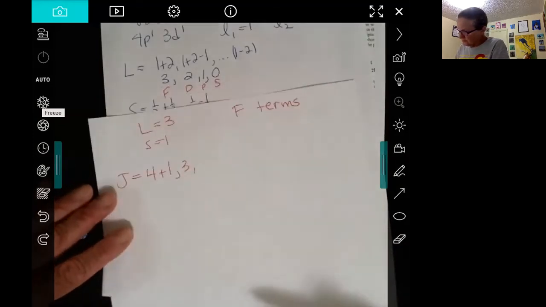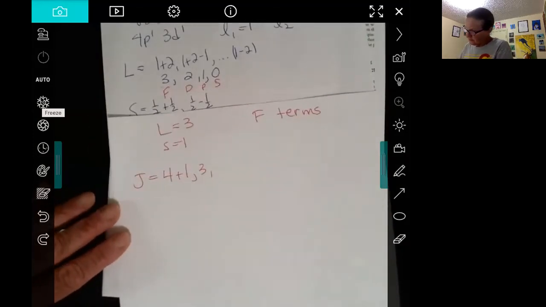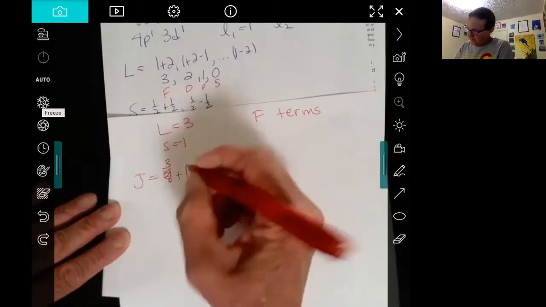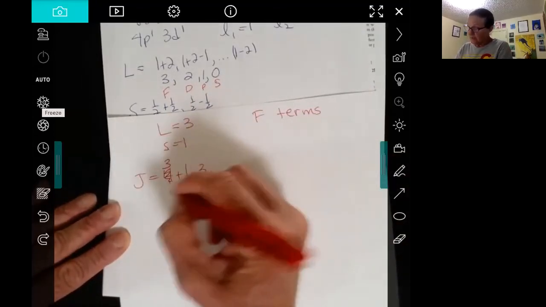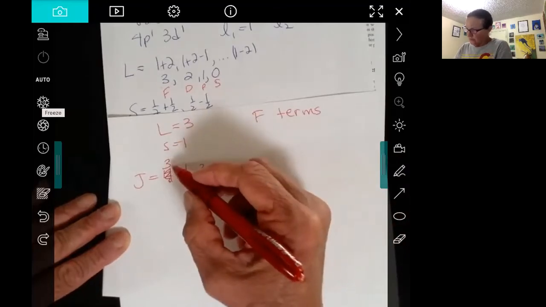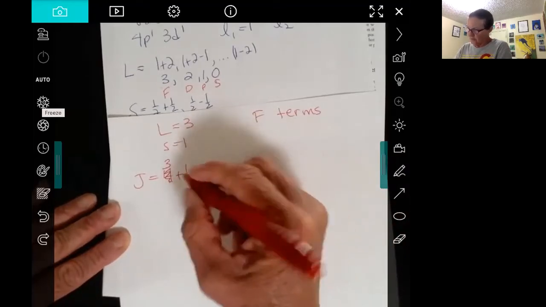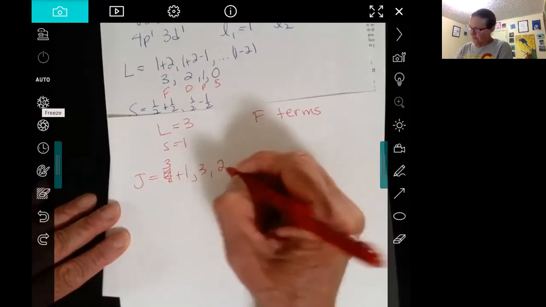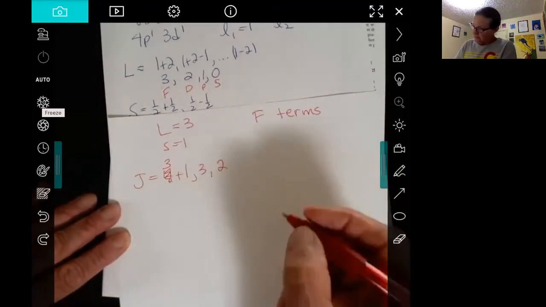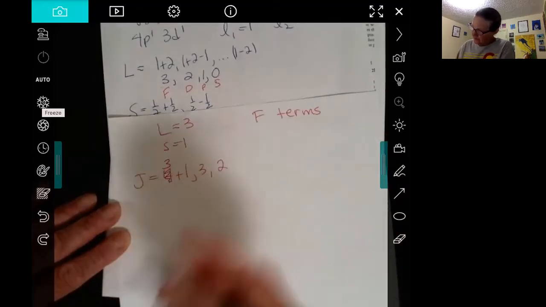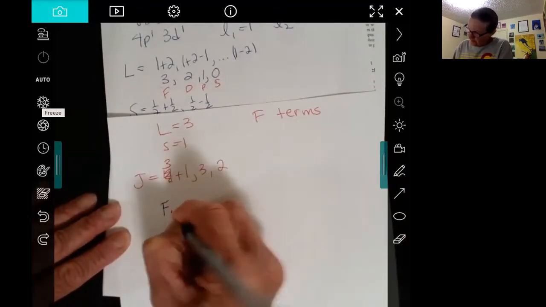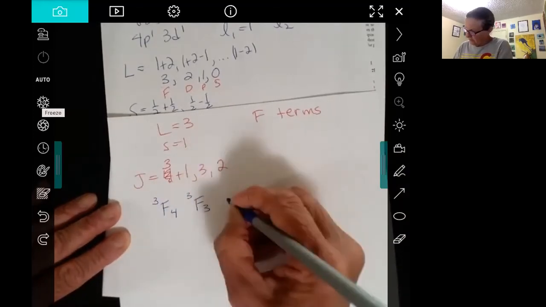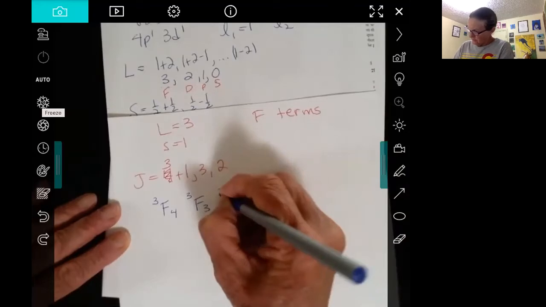Well, that's what I did wrong. I don't know why I said that was a 4. I'm sorry. So L is 3, S is 1. So 3 plus 1 gives you 4, and 3 minus 1 gives you 2. So you'll have 4, 3, and 2. So our terms for this one will be F4, and it will be a triplet, an F3, which is a triplet, and F2, which is a triplet.